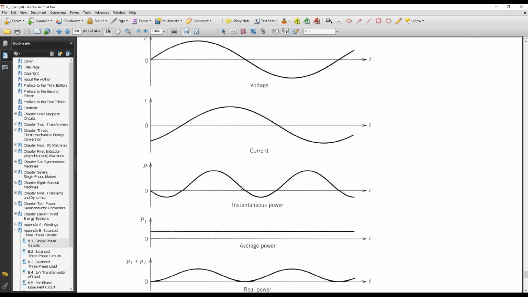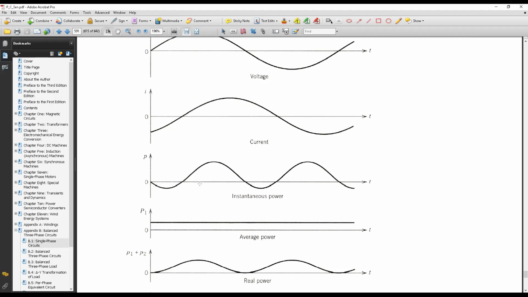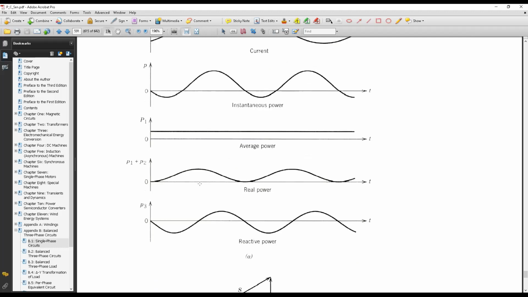However, if we analyze this waveform, we can get three different terms, of which P1 is a constant part, and this is considered the real power or the average power. We will also have the other two parts, like P1 plus P2. As you can see, this is the two terms together, P1 plus P2. What will be the average value of this waveform? It's a question for you.